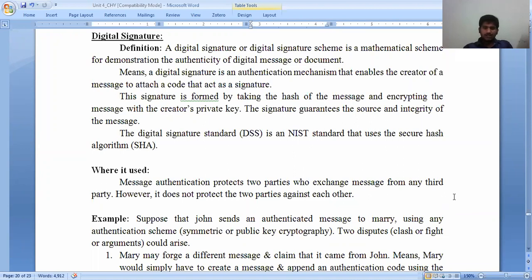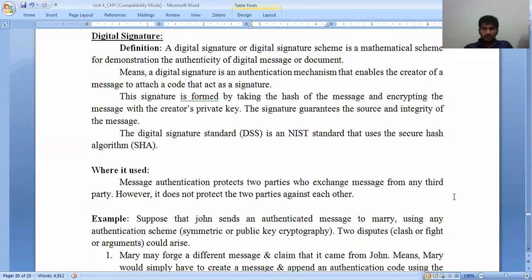So who is sending this message? Who is the exact authentication done on this message? Who is the exact sender? The Digital Signature Standard, DSS, from NIST, the National Institute of Standards and Technology, uses the Secure Hash Algorithm. So that is a digital signature.